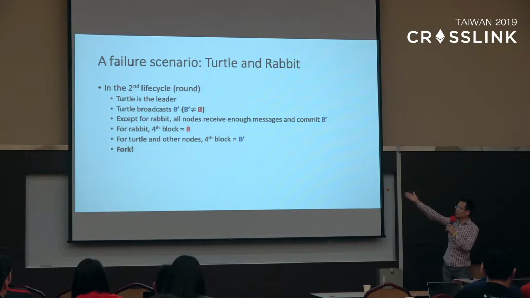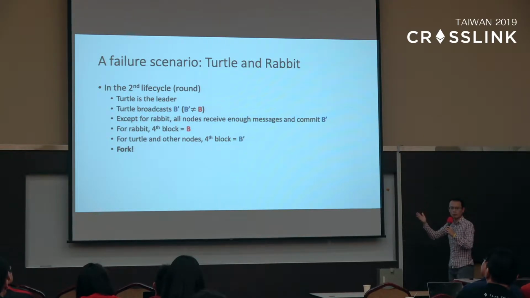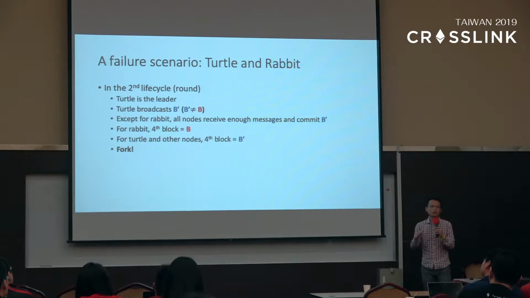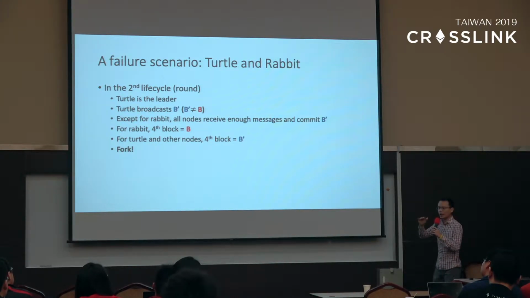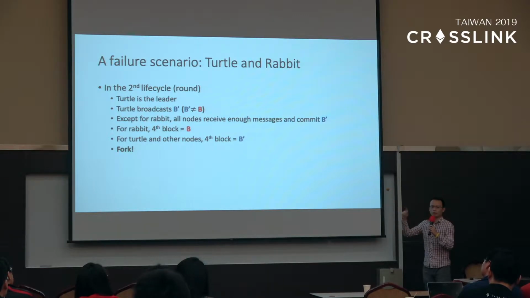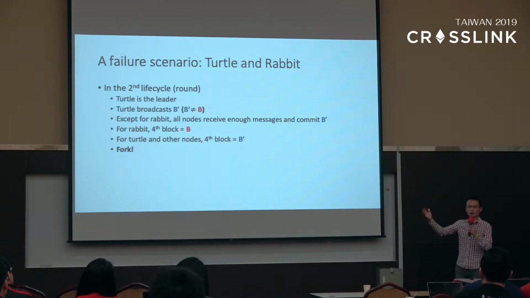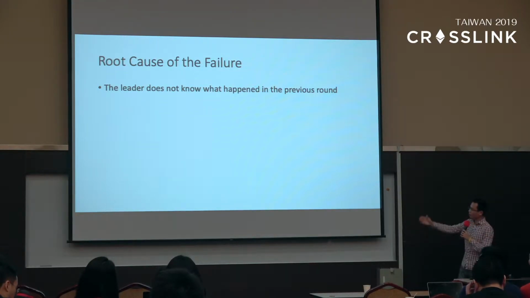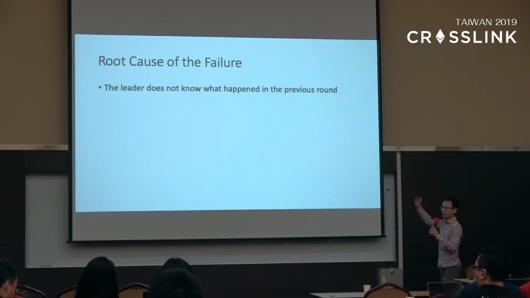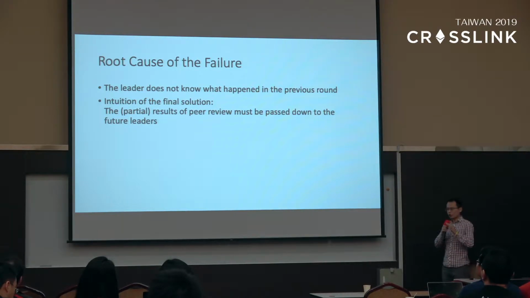Now, why did the turtle decide to broadcast B prime instead of B? Well, it's not because turtle is bad, turtle is a nice guy. The reason that the turtle decides to broadcast B prime is because he is not aware of anything that happened in the first round, because the network condition is bad for the turtle in the first round. Okay? So that's the root cause. The fork happens because the leader does not know what happened in the past, or in the first round in this example.